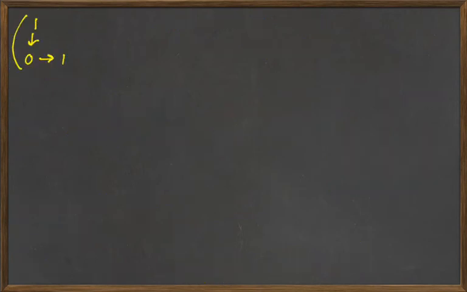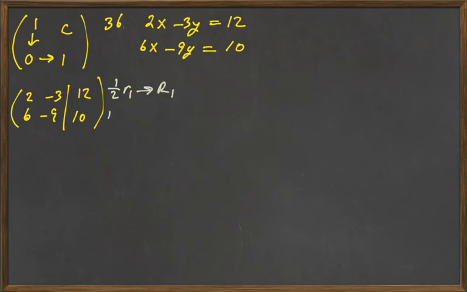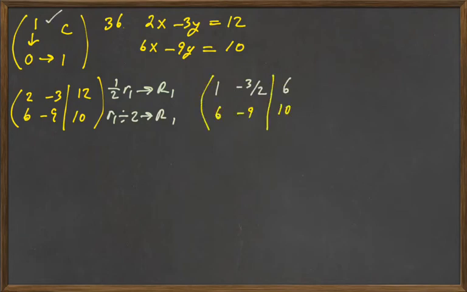Okay, so let's go ahead and look at the other scenario where we get a bunch of zeros. So we'll write down our pattern to follow. And then we'll look at almost the exact same system of equations here, but we're going to change one number there. Okay, we'll write our system. Divide the top row by 2 or multiply it by 1/2 and replace that top row with that result. So 1, minus 3/2, and 6. Bottom row is 6, minus 9, and 10.